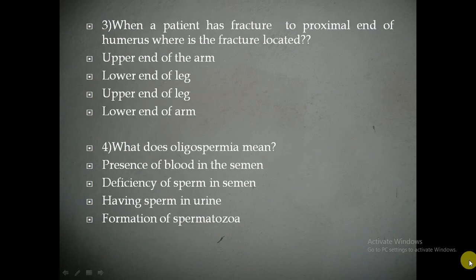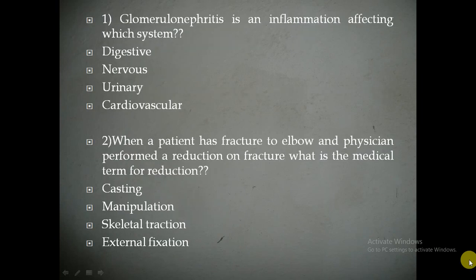So here are some questions to have an idea how the questions will be in the CPC exams. So glomerulonephritis is an inflammation affecting which system? So this is the question. So from this you need to pick one option which is the correct one. So how to pick that? Glomerulonephritis, it's nothing but an inflammation. So itis is nothing but the inflammation, right? So in which region the inflammation is, which system related? So immediately we need to pick.